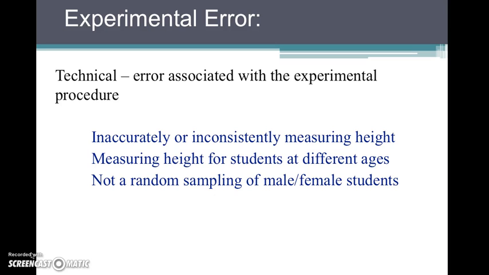Another potential for technical error here would be if we happen to grab 20 freshmen at Emory, for example, and then 20 seniors at Georgia Tech, right? Freshmen versus seniors might make a difference in their overall heights. So you want to make sure that you normalize or control for that. Ensure that you're measuring only seniors at both schools, for example. Similarly, if we take male and female student measurements, we would want to make sure that we have a random sampling of males and females, or that we take a certain proportion of our measurements on males and a certain proportion on females, as we know that men are on average taller than women.